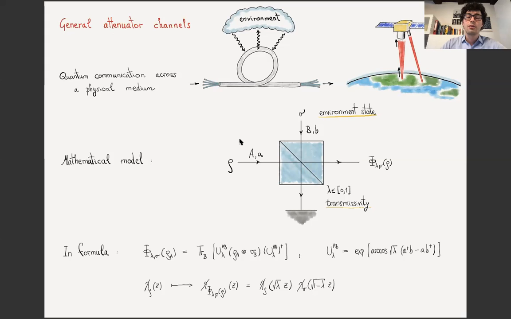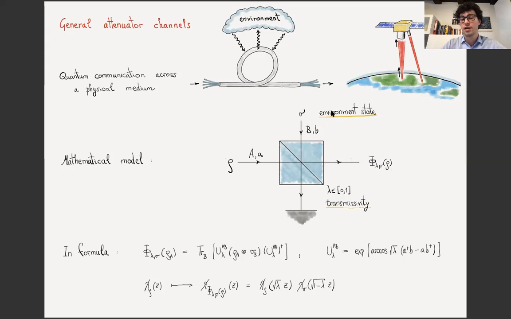A very reasonable mathematical model for this is a beam splitter. Let's say that your signal state rho is sent across a beam splitter and is mixed with an environment state. A beam splitter is just a semi-reflective mirror. So this will let your signal pass for some fraction, and will also reflect some of the environment state with some other fraction. So your output state will be kind of a mixture, in some sense, of your state and the environment state.